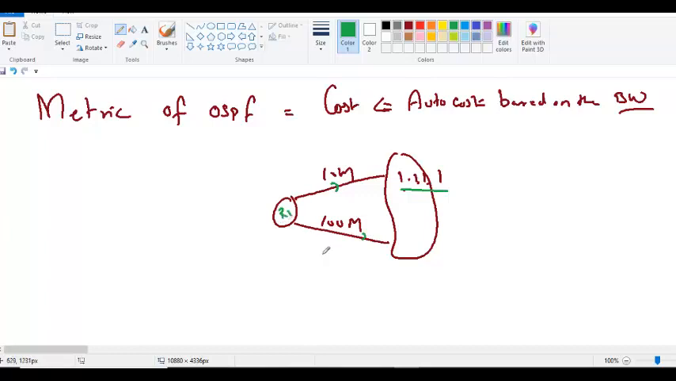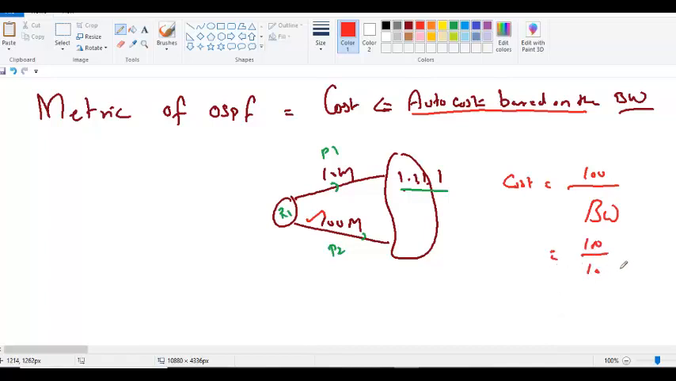You know how? It automatically calculates the cost like this. Cost is equal to 100 by bandwidth. So in path 1, 100 by 10, which is 10. Cost is 10 here. In path 2, 100 by 100, cost is 1. You see, lower the cost, better is the route.